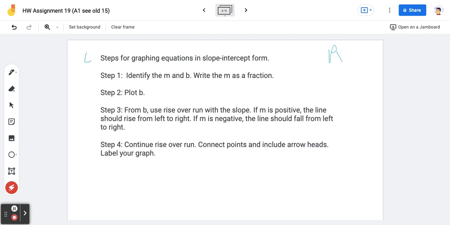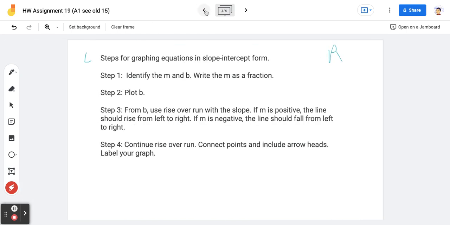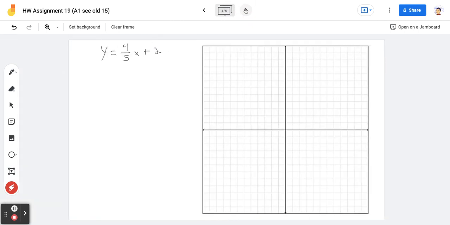Step 4, we're going to continue to use rise over run. We're going to connect points and include arrowheads, and we're going to label our graph just to get into good practice. So let's go ahead, let's go into one, and let's use the steps to help us out. All right, so we have y is equal to 4/5 x plus 2. So the first step, identify the slope and y-intercept and write the slope as a fraction.